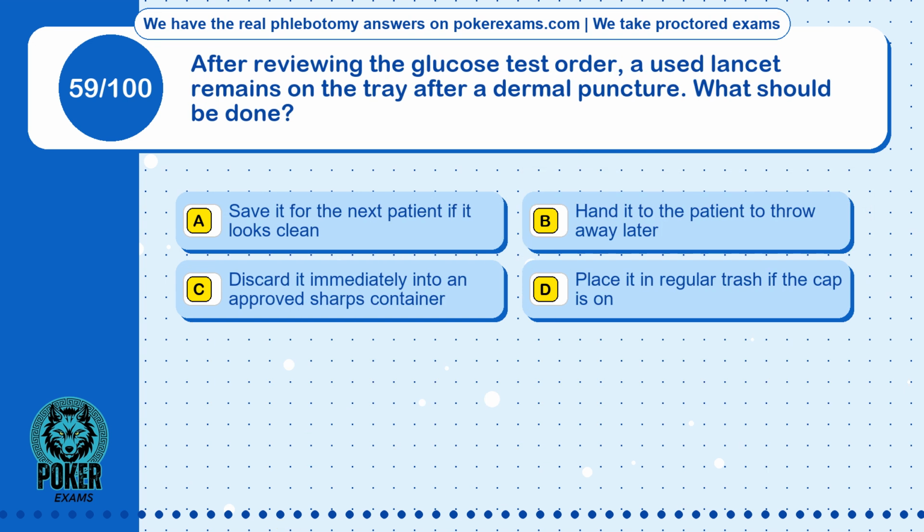Question 59. After reviewing the glucose test order, a used lancet remains on the tray after a dermal puncture. What should be done? Option A. Save it for the next patient if it looks clean. Option B. Hand it to the patient to throw away later. Option C. Discard it immediately into an approved sharps container. Option D. Place it in regular trash if the cap is on.